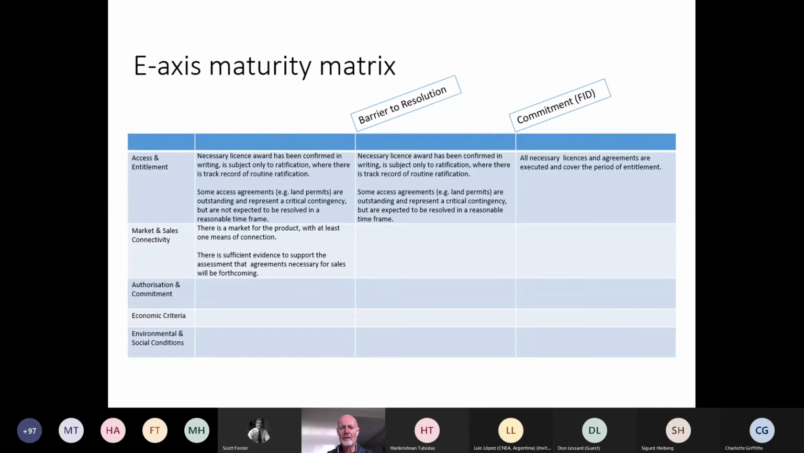So for example, for access and entitlement, to have full commitment, you would need to have all licenses and agreements in place to be able to say you had full access and entitlement to that. If you're sitting within the limited barrier to resolution, you have those in place, or you've got reasonable expectations that they'll be in place very quickly. And if you've got a barrier to resolution, you may have some issues associated with those that need to be resolved. And you will have these sorts of tests for all the axes, for all the different criteria.